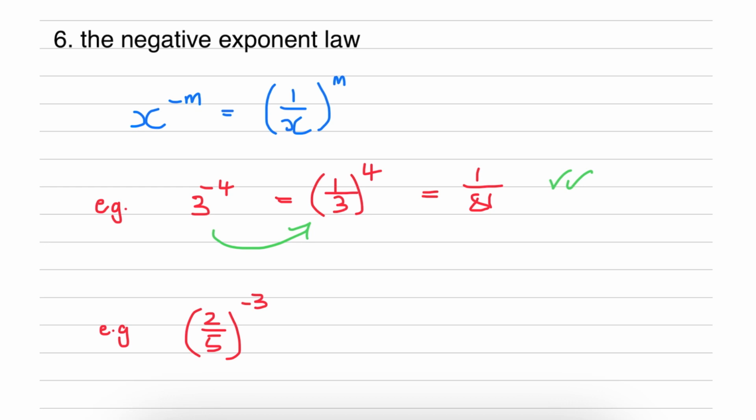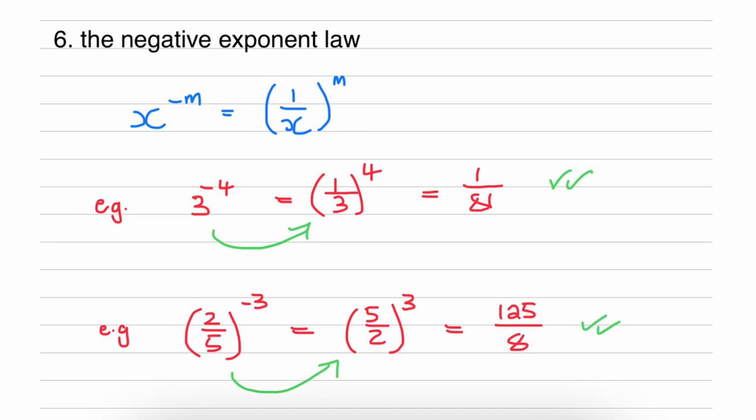Right, let's have a look at the next one. 2 over 5 raised to the power of negative 3. So step number 1, let's inverse this number. So it should become 5 over 2. And then change the exponent, negative 3, into a positive exponent. So positive 3. Now, 5 to the power of 3 is 125, and 2 to the power of 3 is 8. So your answer is 125 divided by 8.